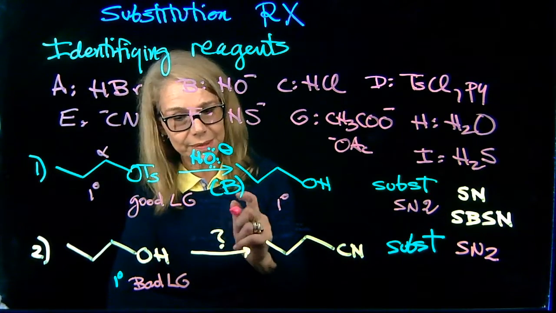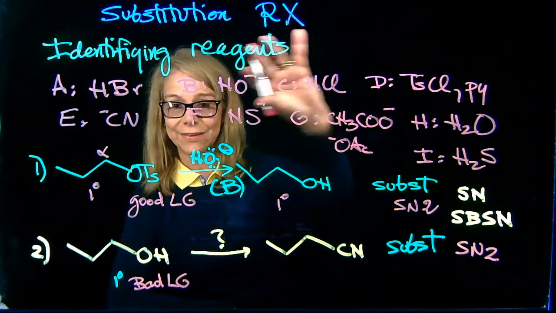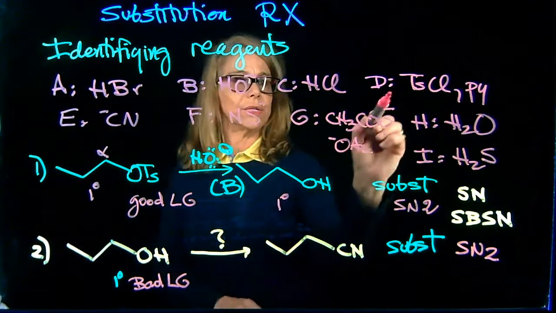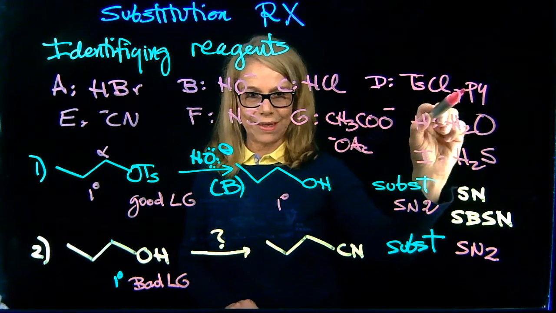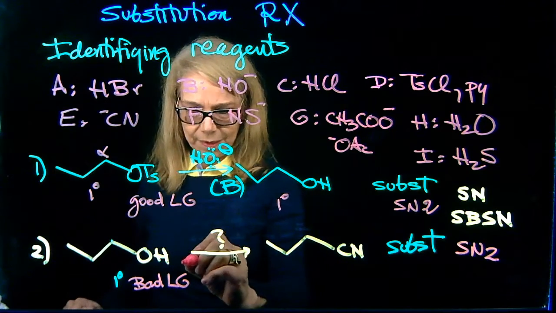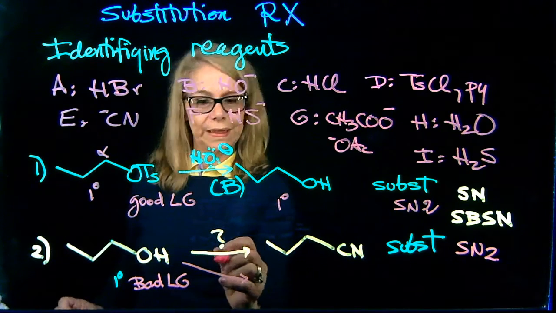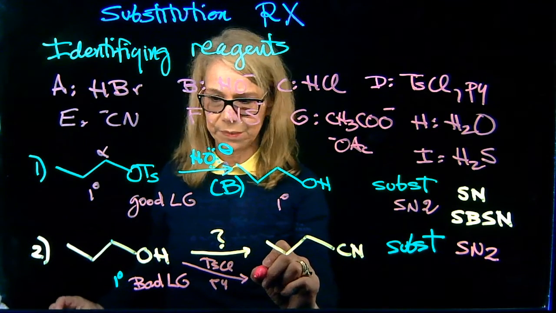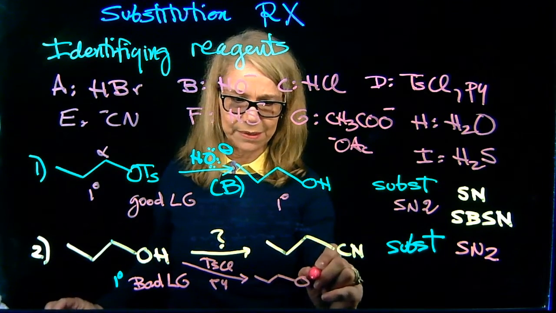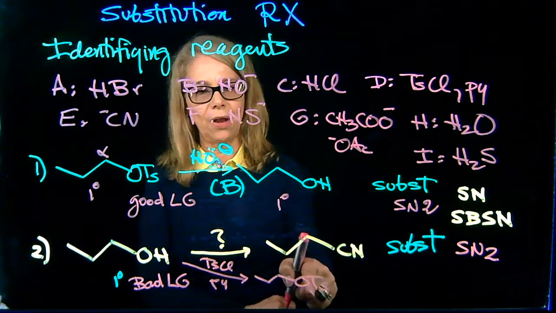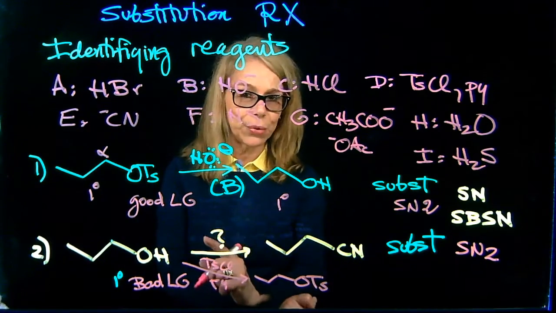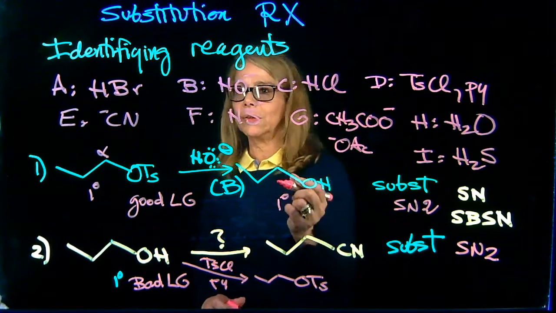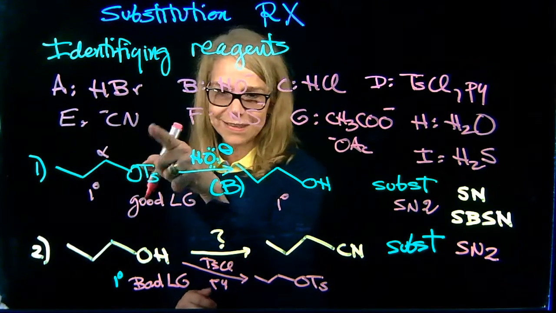The way we're going to make this better is we're going to select a reagent that's going to transform that into a better leaving group. That reagent here is D, tosyl chloride and pyridine. I'm going to use tosyl chloride and pyridine, and I'm making this a better leaving group. Now that's excellent. Now I can do my SN2 reaction. And what would be the nucleophile? Well, looking in my chart, cyanide.